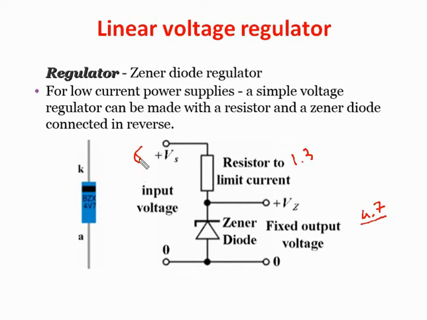If we increase from 6 volt to 7 volt, the voltage across the Zener diode will remain constant, but the voltage across this resistor will increase from 1.3 to 2.3. So here we get a constant DC voltage of 4.7 volt.